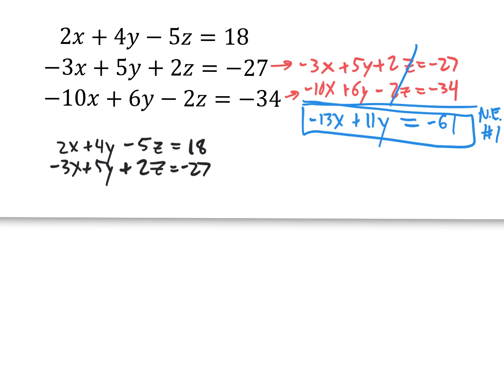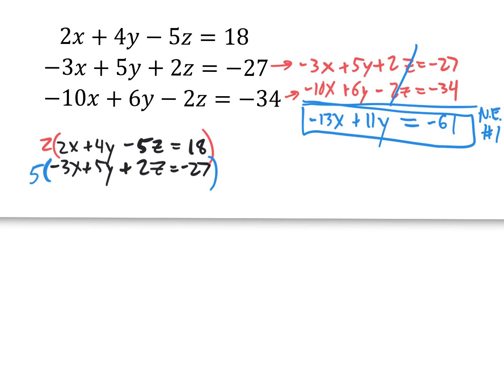Okay, now we still need the z's. Why do I keep doing that? Sorry, I accidentally erased it. So we still need the z's to cancel out. And the only way that's going to happen is if you modify both of them to change this to a negative 10z and this one to a positive 10z. So you're going to multiply the top one by 2 and the bottom one by 5.